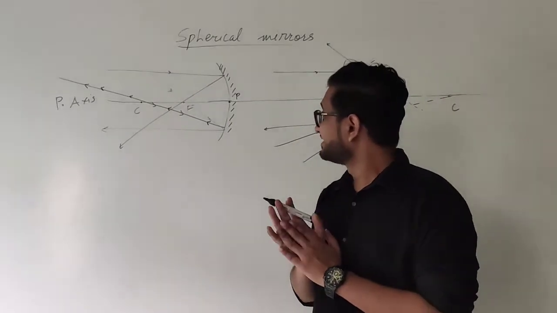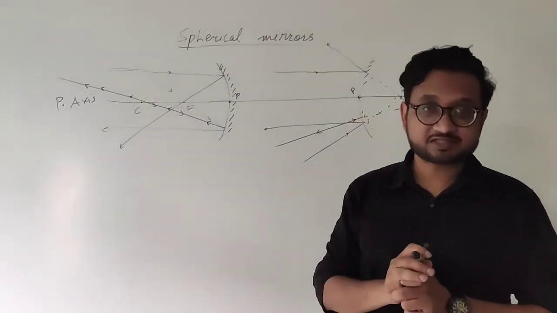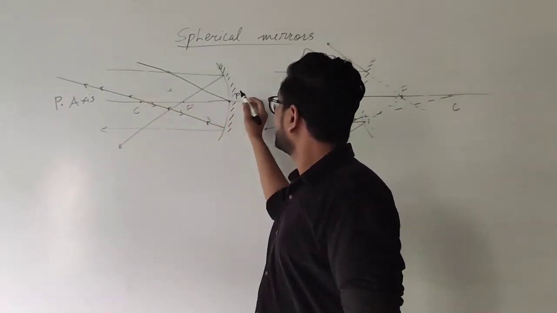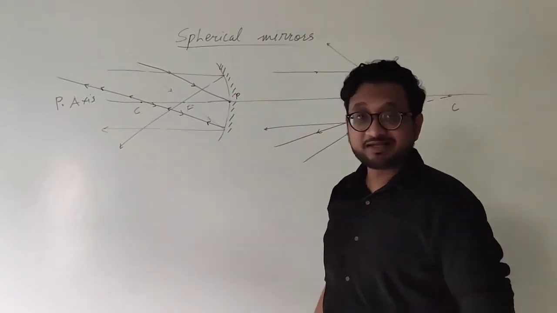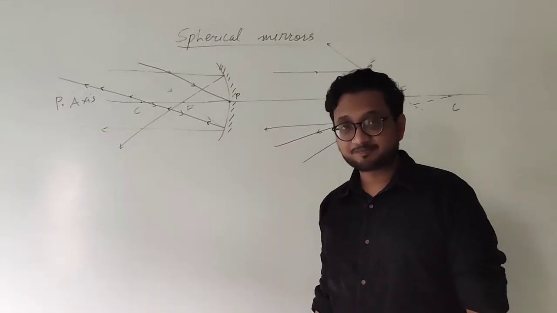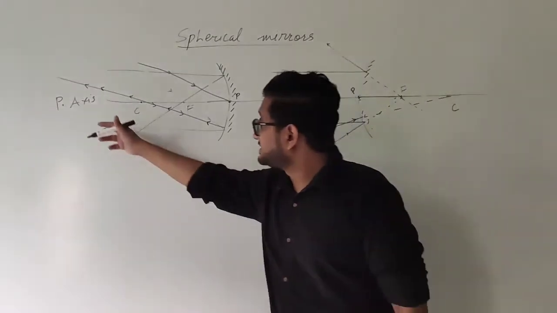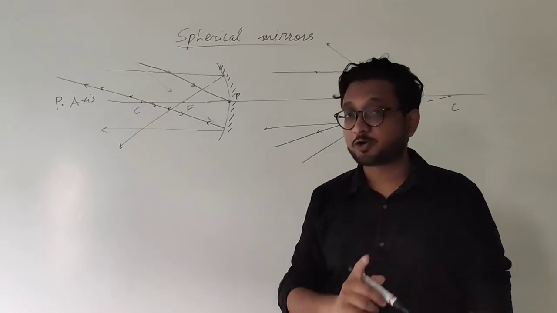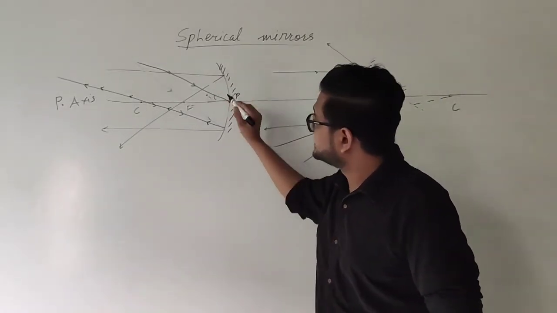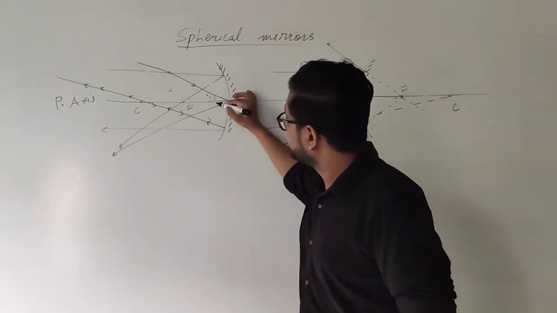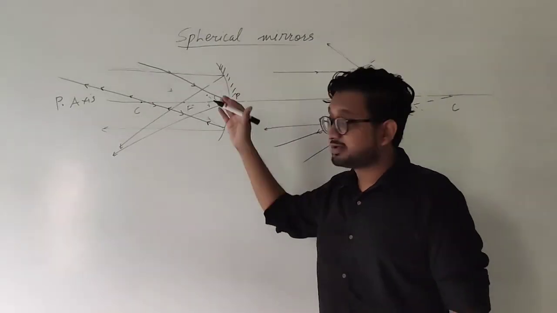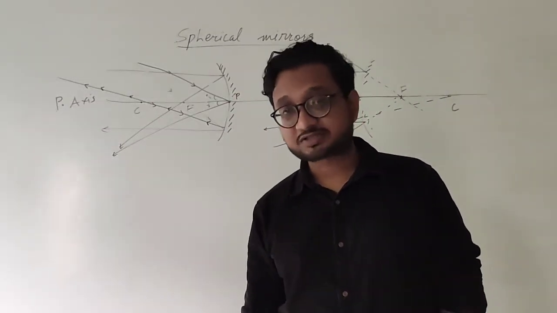Okay. And the last case is that if a ray of light is incident on the pole, if it is directly incident on the pole, then what will happen? Okay. So in this particular case, the principal axis acts as normal. So this will become angle of incidence and it will reflect back like this, and this will become angle of reflection. So these two will be same. I hope it is clear to you students.